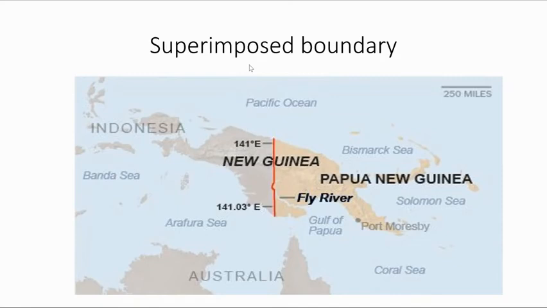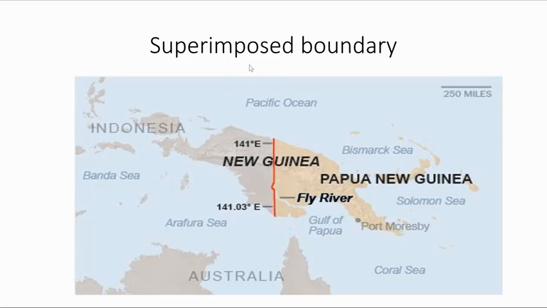All right, next one is called a superimposed boundary. A superimposed boundary is one in which one or more of the groups don't agree to it. And so the boundary that you see here is the boundary between Indonesia and Papua New Guinea on the greater island of New Guinea. The British were the colonizers of Papua New Guinea, and they basically took the longitude line of 141 degrees east, and they just threw a straight line down. You can see the little bend in that line where they included a bend in the Fly River. They wanted to make sure that they had the Fly River so that they could ship stuff in and out of that area.